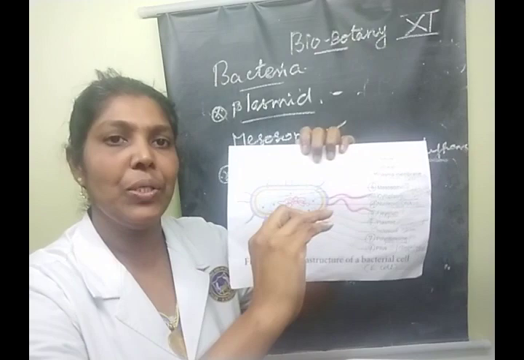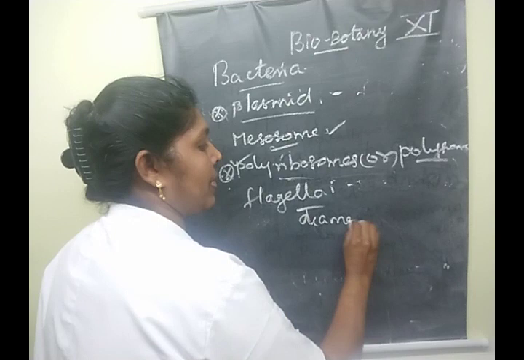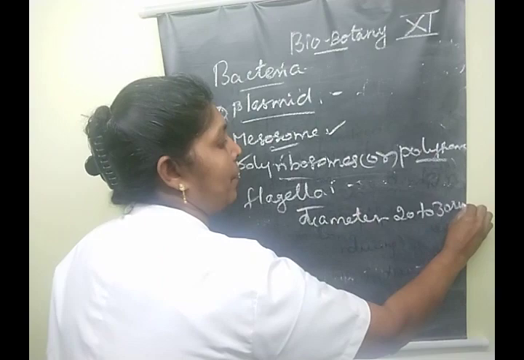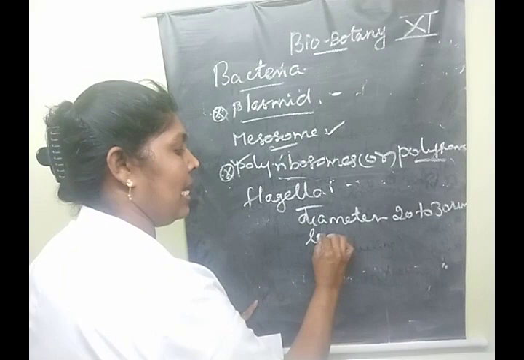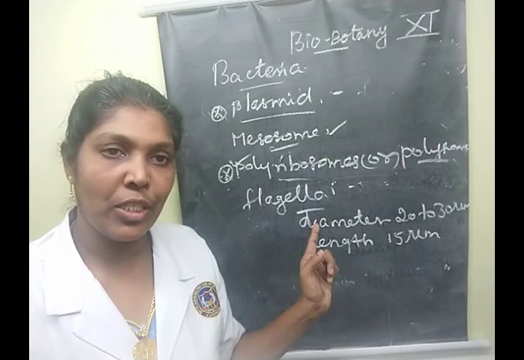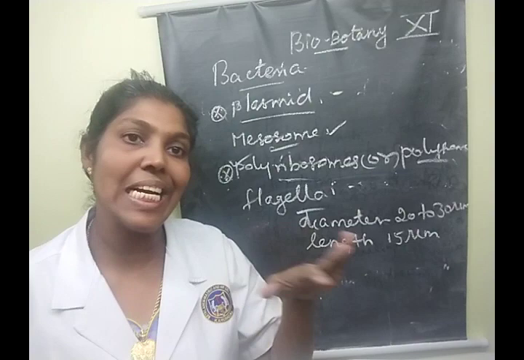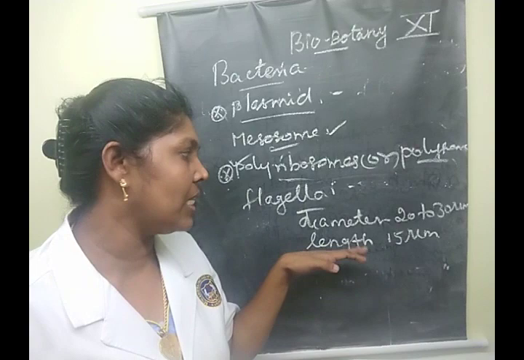Clear, ma'am? Say yes or no? Yes. This flagellum has a diameter of about 20 to 30 nm and a length of about 50 μm. The structure of eukaryotic flagella you will learn in chapter 5, where you already learn the detailed structure. Here we are just touching on eukaryotic flagella.